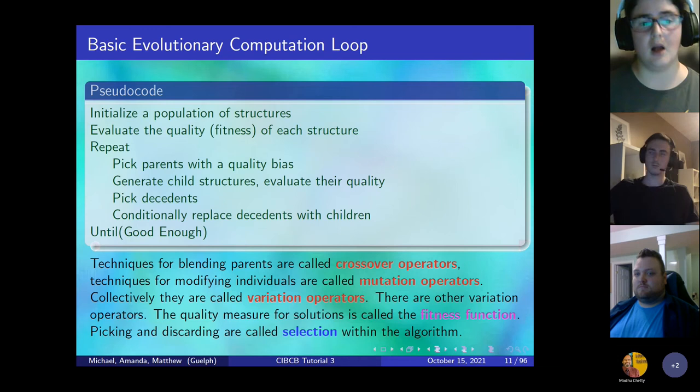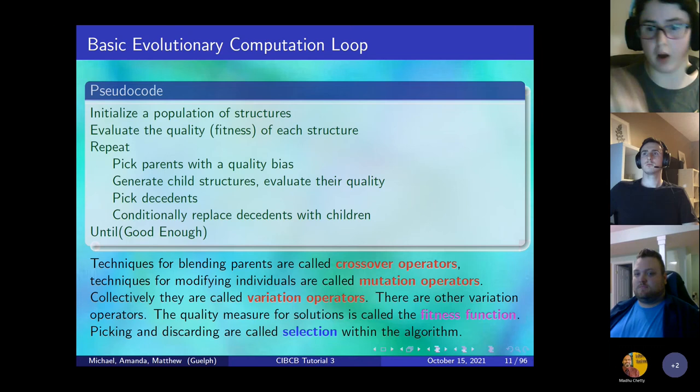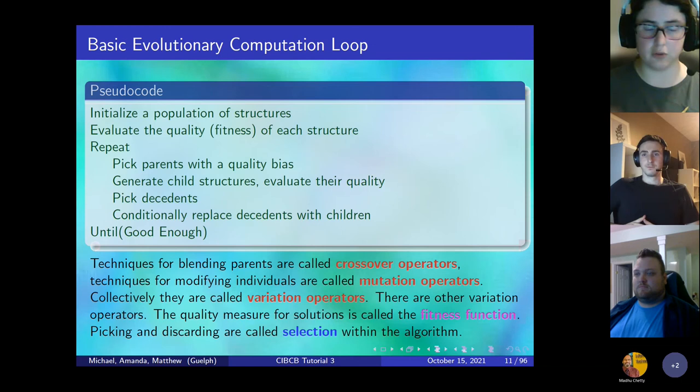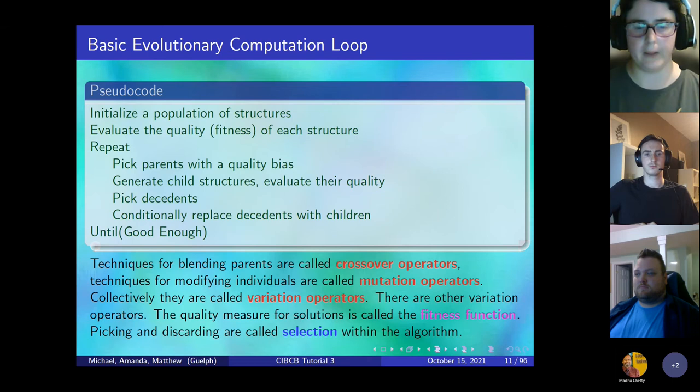The techniques for just modifying individuals are called mutation operators. And collectively, both of those together are called variation operators. The quality measure for solutions is generally called a fitness function, and picking and discarding is called selection within the algorithm.